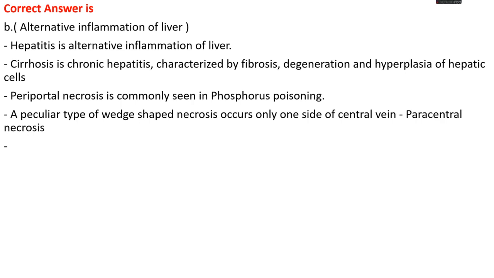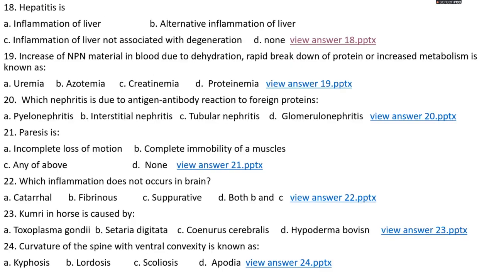Periportal necrosis, that is a necrosis of hepatic cells near the portal vein, is commonly seen in phosphorus poisoning. A peculiar type of wedge-shaped necrosis occurs only on one side of a central vein, that is known as paracentral necrosis.